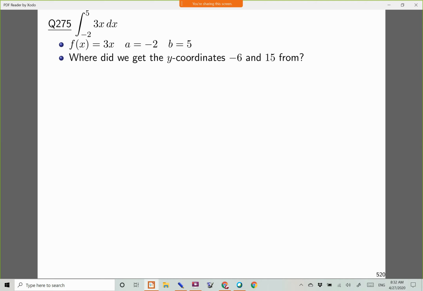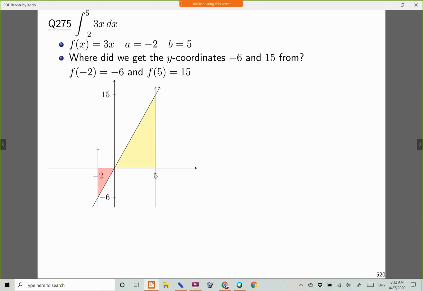In the picture that you're going to see, I should put this right underneath. I just wanted to say right away that in the picture you're going to see y coordinates of negative 6 and 15, and these come from taking these two x values and plugging them into the function, right? So here's the picture, in other words. This slanted line, y equals 3x, has a slope of 3. The y-intercept is 0, right? Because this is y equals 3x plus b, the y-intercept is 0.